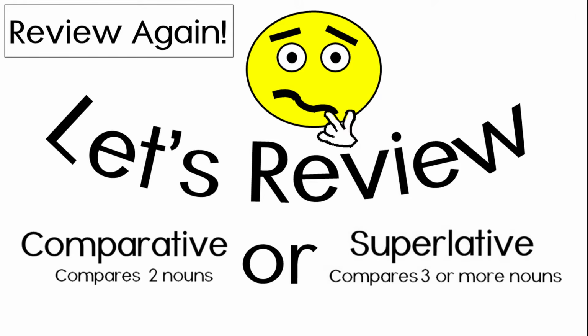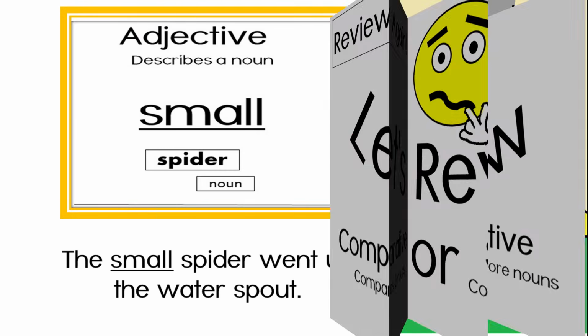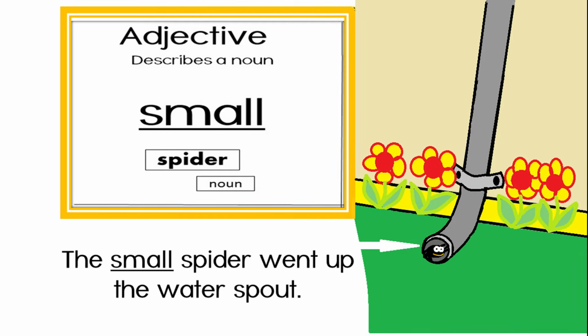Adjectives describe nouns, and they can be comparative or superlative. Let's look at some examples. Spider is a noun and small is an adjective. Small describes the spider. The small spider went up the water spout.